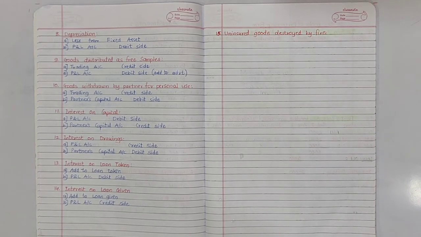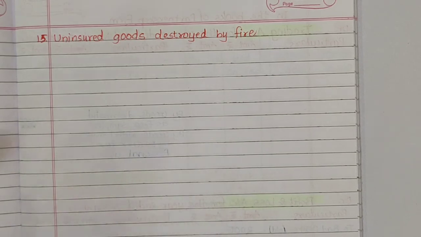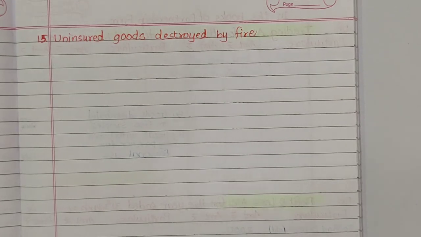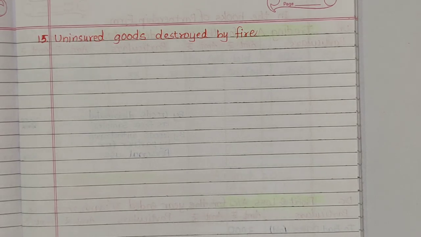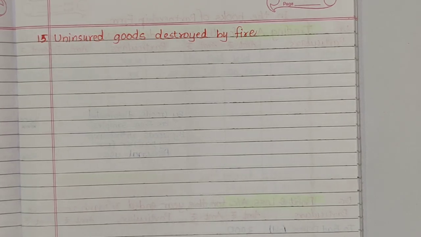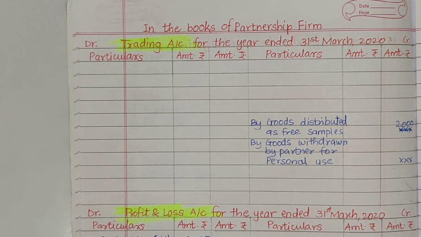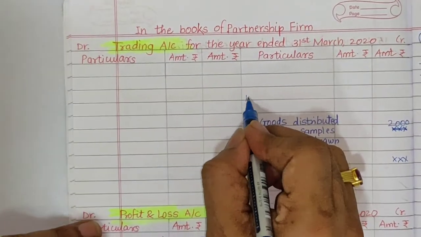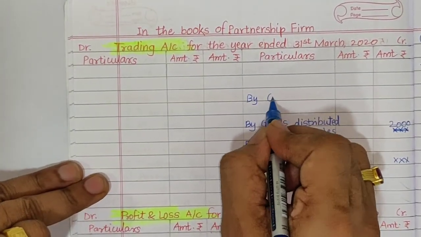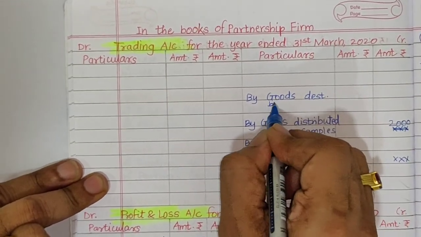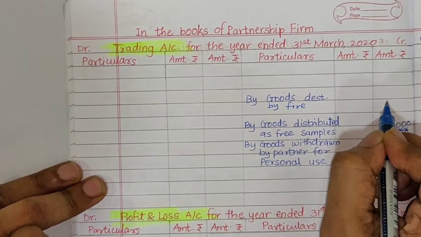The next adjustment is uninsured goods destroyed by fire. As discussed in the earlier sessions, any adjustment related to goods must have an effect to trading account. So we will give first effect to trading account credit side as by goods destroyed by fire, say for example rupees 10,000.